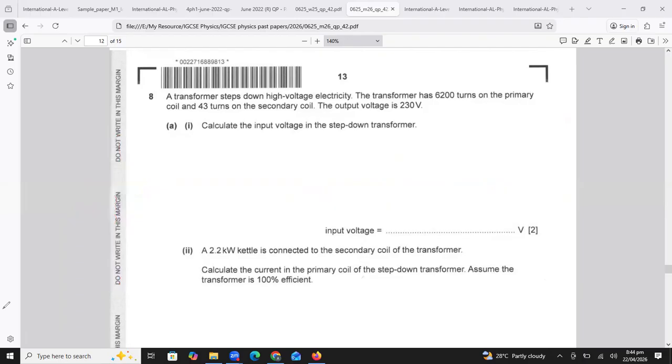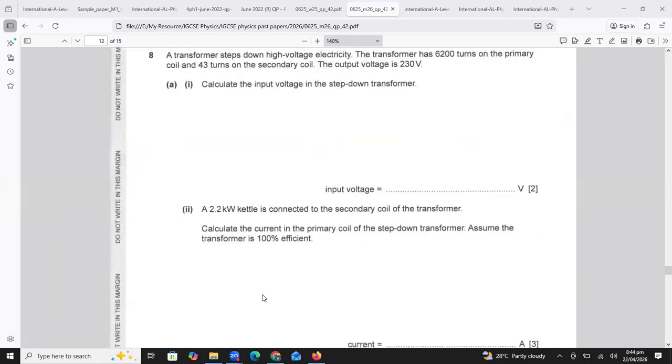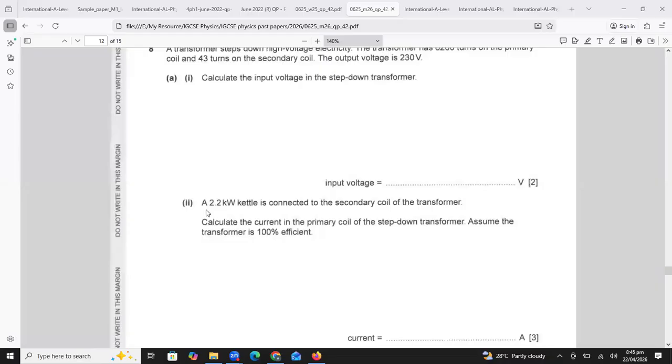Now look at the next part. In the next part, they are saying a 2.2 kilowatt. KW means kilowatt. A 2.2 kilowatt kettle is connected to the secondary coil of the transformer. So let me draw the diagram again. This is the primary coil, beta. The secondary coil is connected with the electric kettle. So secondary coil means they have given us the output power. Output, obviously we are taking the output from the secondary coil. So this is the output power of the electric kettle, which is 2.2 kilowatt.